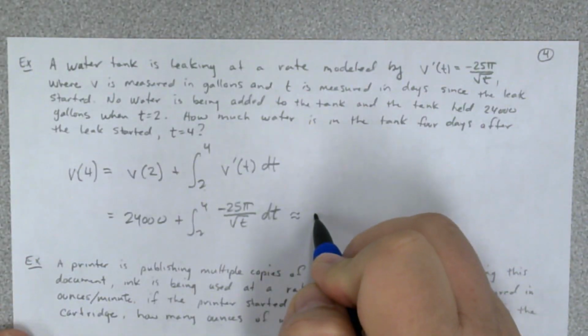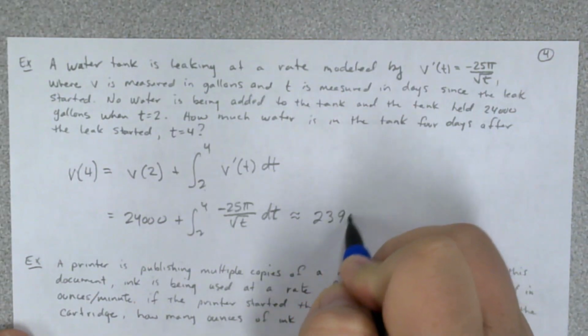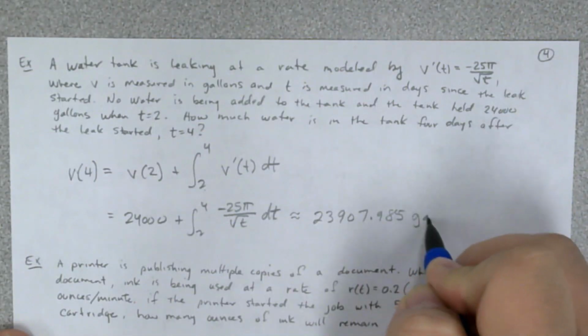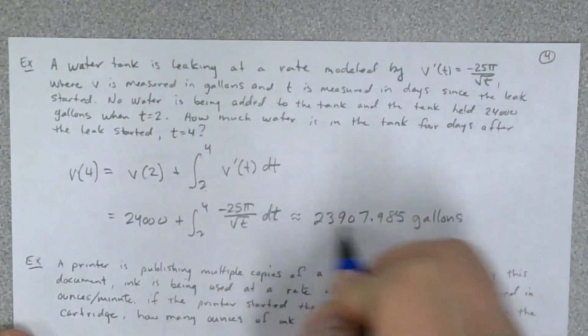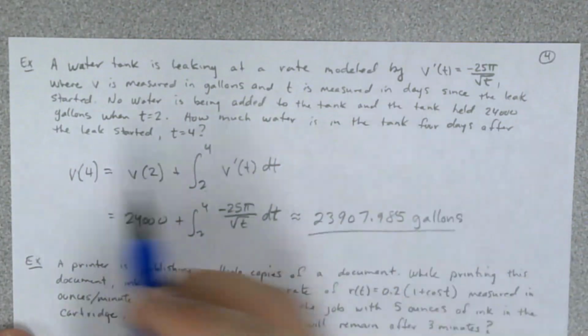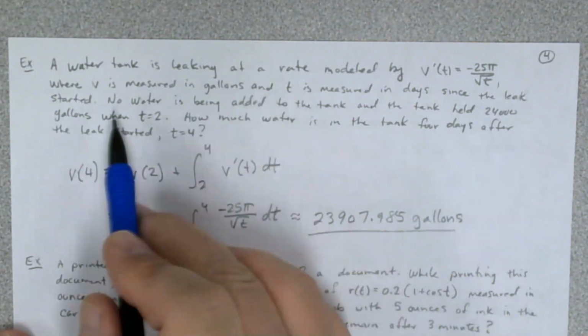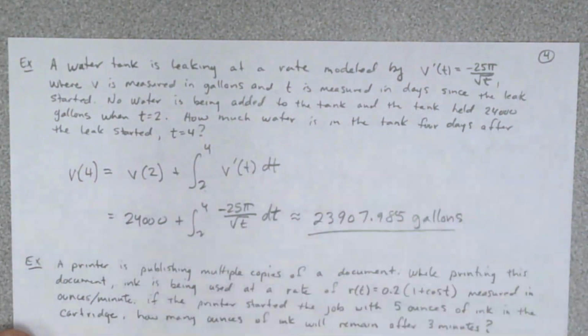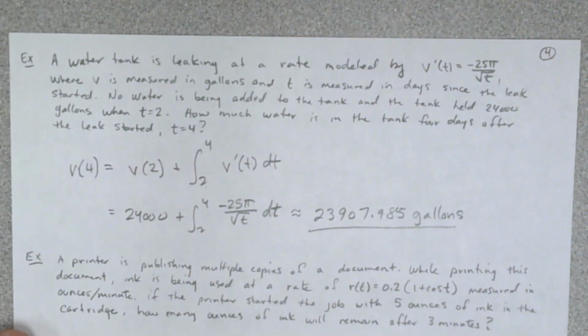And here we go. So you're going to get 23,907.985, and don't forget your units. Gallons. Why is it in gallons? Because I'm looking for a volume. How much water is in the tank? That is measured in gallons. Okay? Let's look at this one.